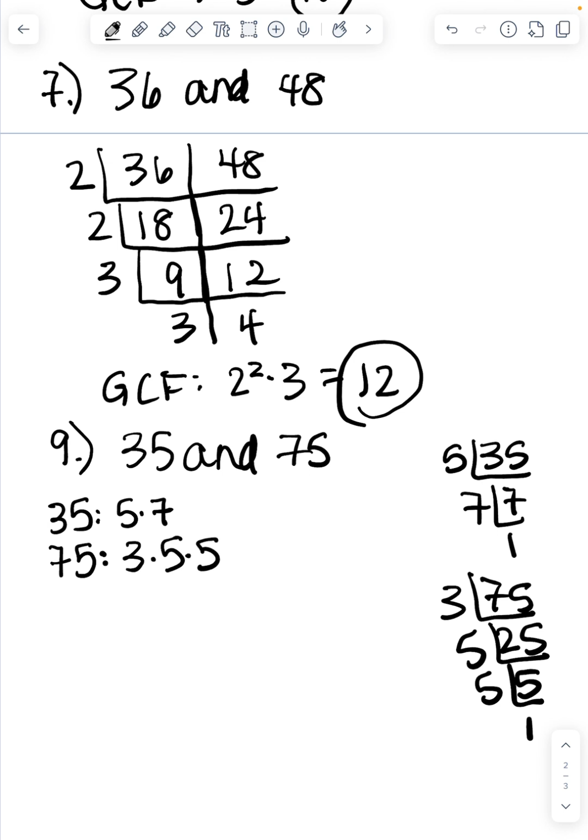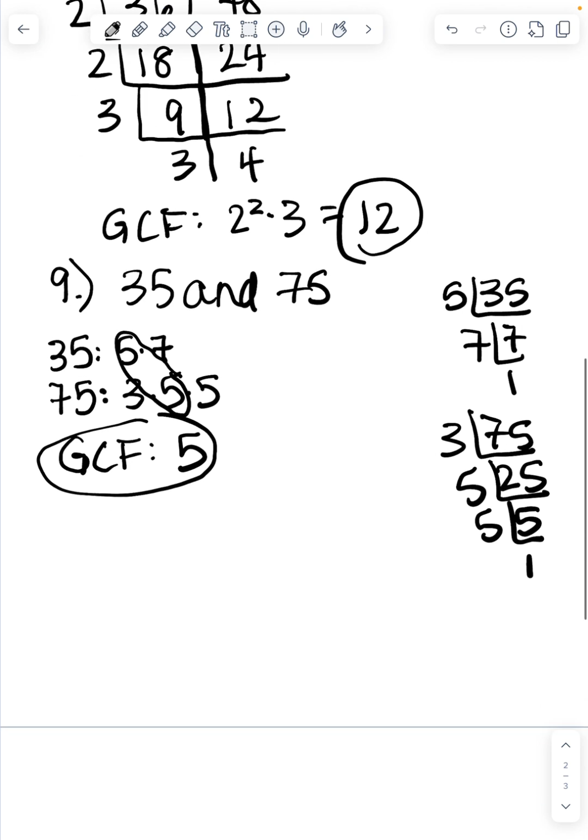Okay, so that's the prime factorization that they're referring to. So you should be doing that first. And then in order to find the GCF, you're going to do the things that are matched up as a pair, which in this case is just a pair of 5s. So our GCF is 5. All right, so now for number 11, we're checking 21 and 58.